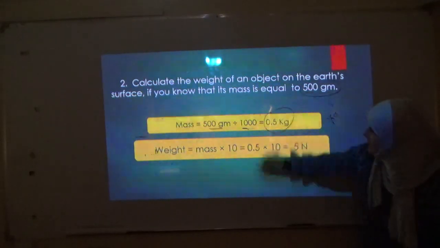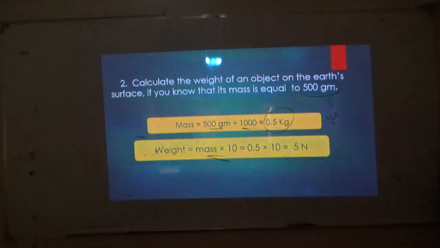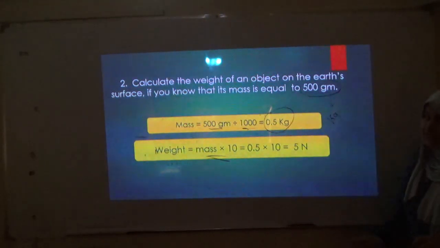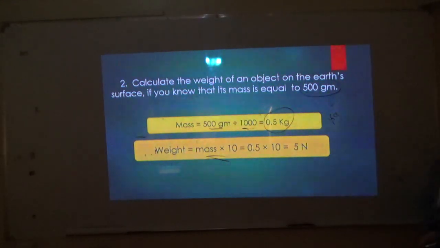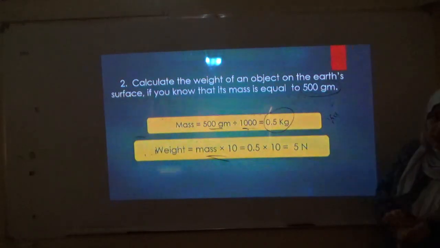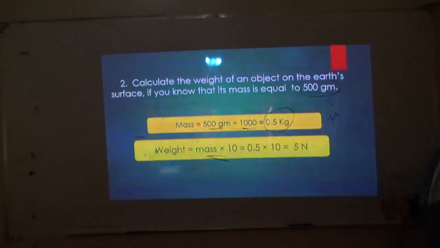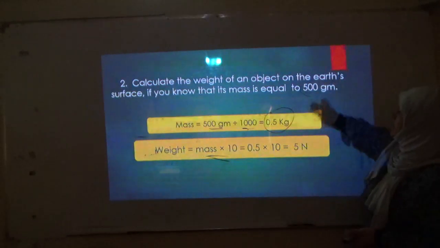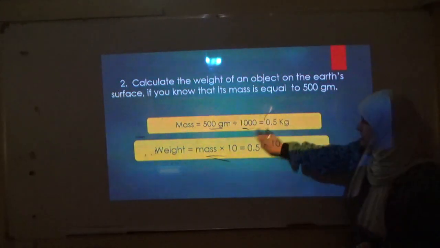Now I can take this value, and in one step I can answer the question here. The weight on the earth equals mass multiplied by 10, or mass times 10. It will be 0.5 times 10. It will be 5 Newton. So the idea of this question is to change the unit from grams into kilograms before you answer. So, as I said, my dear students, this is a quick revision for what we studied last time.